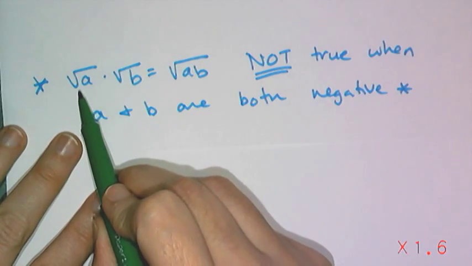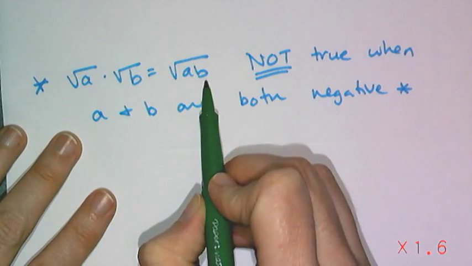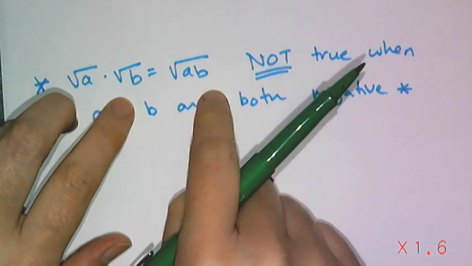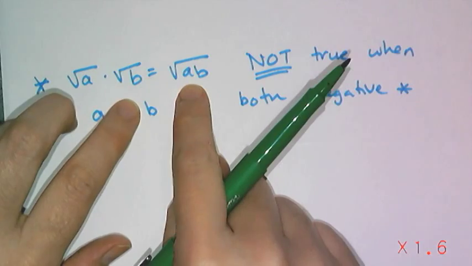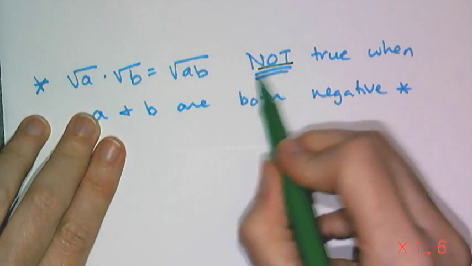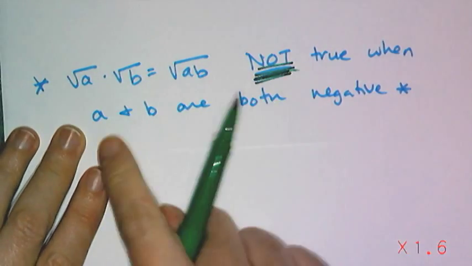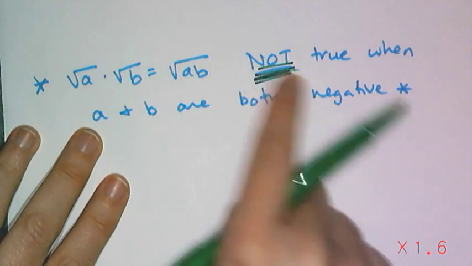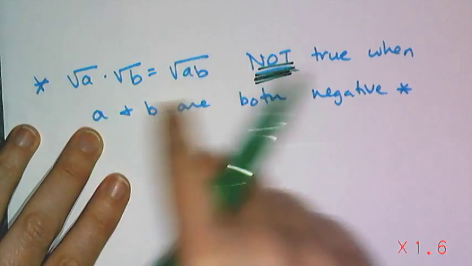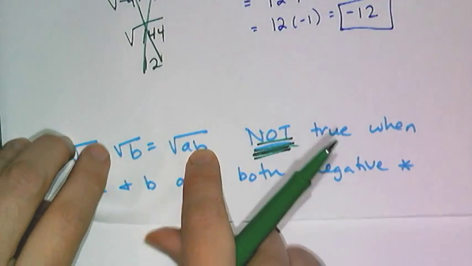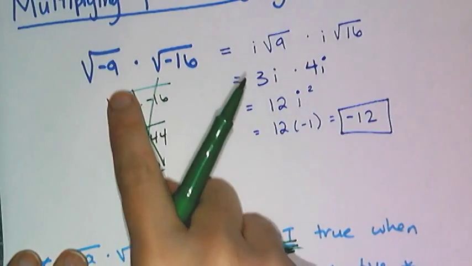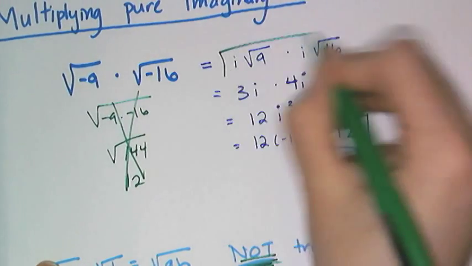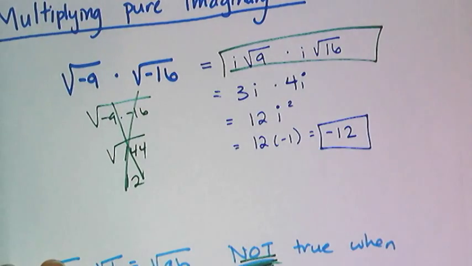You remember the rule, root a times root b is equal to root ab, and we would use it both directions to simplify radicals. Well, this is not true when both a and b are negative. So when you have two imaginary numbers multiplied together, this property does not hold. So you have to remember, when you multiply imaginary numbers, they have to be in that form with the i's first.